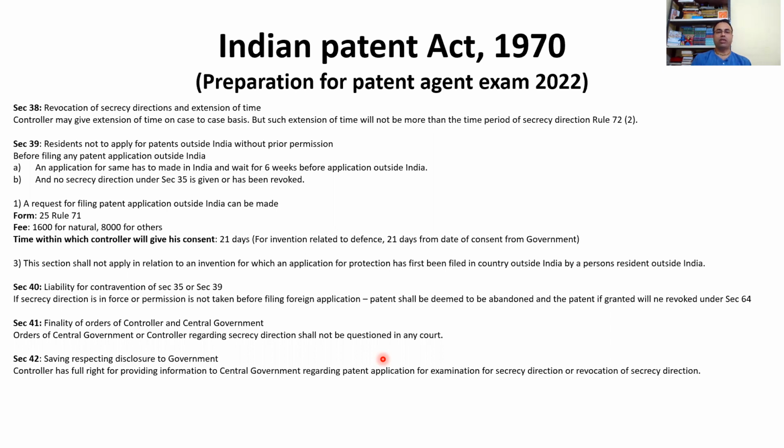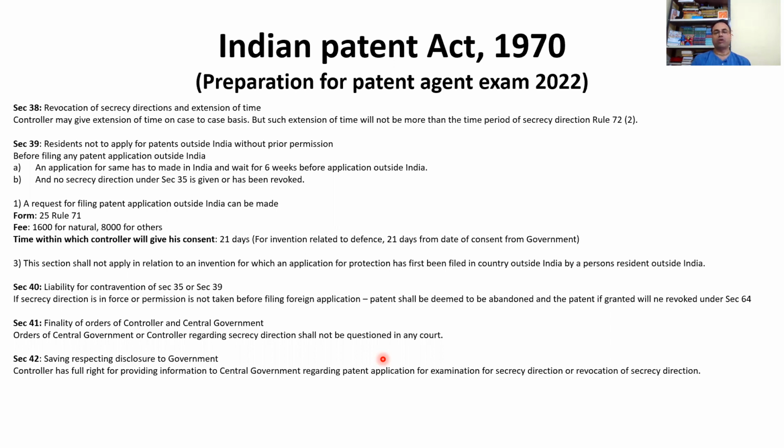Because you are not filing a patent in India, so the government cannot understand if your patent application is important for defense purposes or not. If you file a patent in India, then they will come to know if it is relevant for the defense or not. But if you don't file in India, they will not come to know. Therefore, they have made the provision.